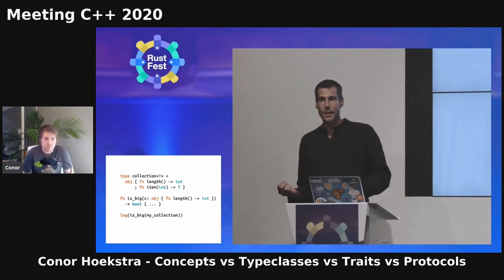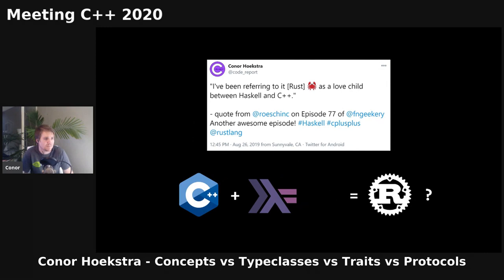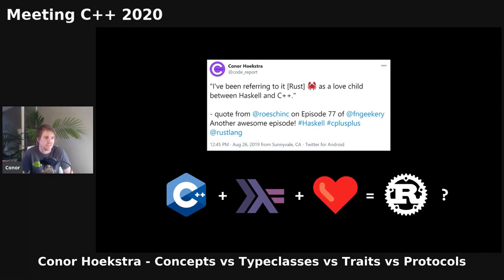So what Marin's talking about there refers to what I heard in another podcast, Functional Geekery, where the guest said the following. "I've been referring to Rust as the love child between Haskell and C++. So potentially this is how we should think of Rust: C++ plus Haskell, or C++ plus Haskell plus Erlang." I think that's kind of interesting, just to know what languages have influenced other languages.